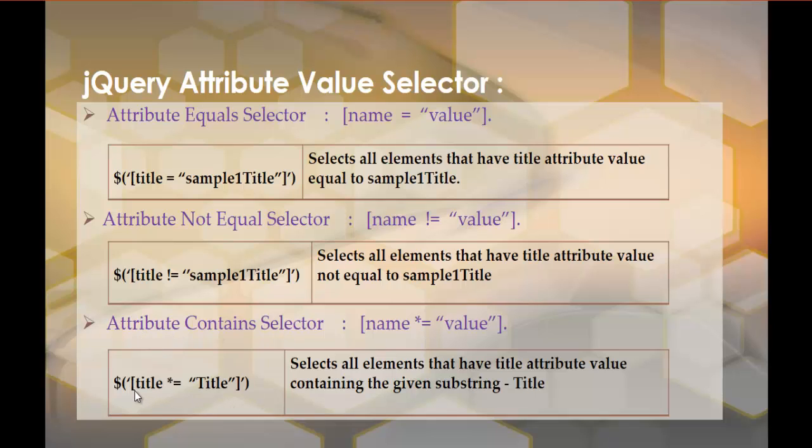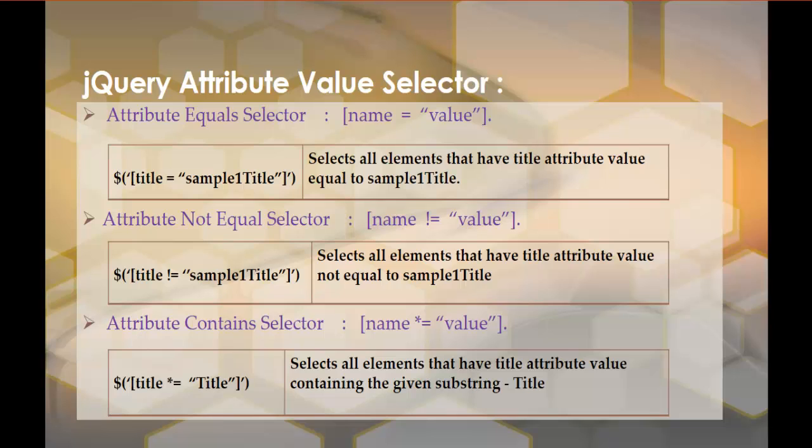Coming back, attribute contains selector. Here we have something like, to the jQuery function we pass the selector as title asterisk equals title. What it does is it selects all the elements that have title attribute value containing the given substring title. So your title attribute value should have the keyword title, or it can be a substring of another word.